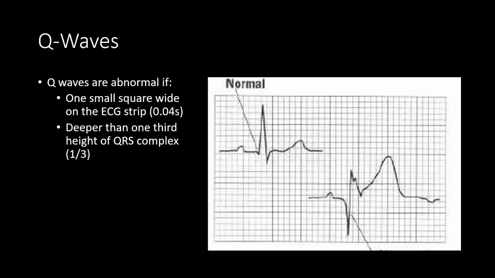So, as I said earlier, sometimes you do expect a small Q wave. But once it starts to get deep and it is at least one-third the height of the QRS, it could indicate issues. Now, one thing to keep in mind, a Q wave alone may indicate an old MI, but Q waves with ST elevation, this is going to indicate an acute MI.